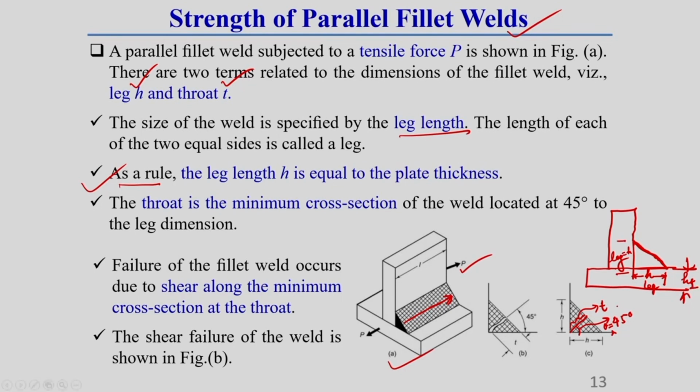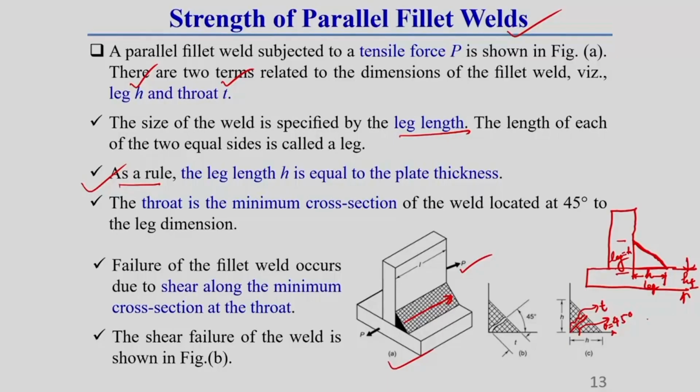So, this throat thickness generally makes an angle of 45 degrees with the horizontal line. Whatever dimension we get here is the minimum dimension of this weld. As this dimension is the minimum, the cross section in the throat thickness region is the minimum cross section of the weld. Since the throat has minimum cross section, most failures in a fillet weld generally occur along this minimum cross section zone.